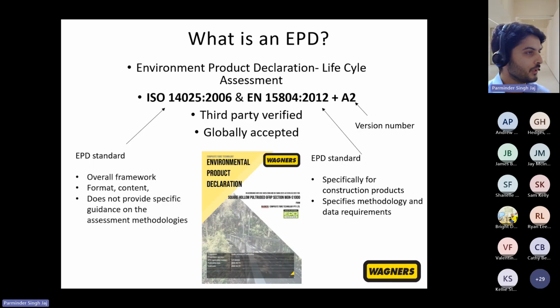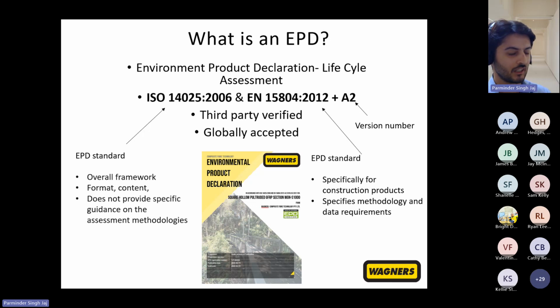So before we go into more details, what is an EPD? It is called an Environmental Product Declaration, as you know. It is a form of a life cycle assessment. Especially for construction, you have two types of standards that are followed. ISO 14025 gives you more of a framework and sort of a format, or what sort of content, like the basic information you would need to perform an EPD. For construction, EN 15804 is used, and the last A2 is actually the version number.